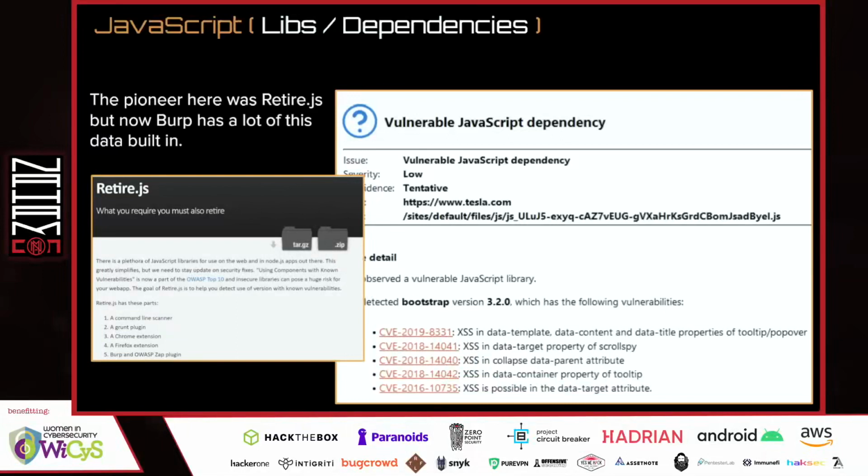So this has already been baked into Burp, but it's important to look at the components that are making up your application, especially your JavaScript dependencies and libraries. It's still really important, and you can find bugs in old versions and exploit them.